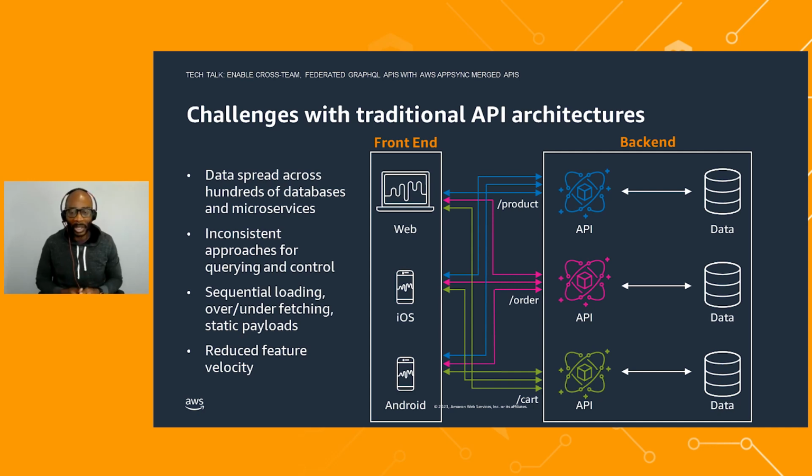I have my web application, my iOS application, my Android application, and they are interacting with multiple data sources fronted by different APIs. So I have my product, my orders, and my carts. And in this application, if I want to access my cart to see my products, first I've got to access my cart, find out the ID of my cart, for example. Then I access my orders, find out the ID of my orders, and then based on that, I access my product. There's a lot of things going on there.